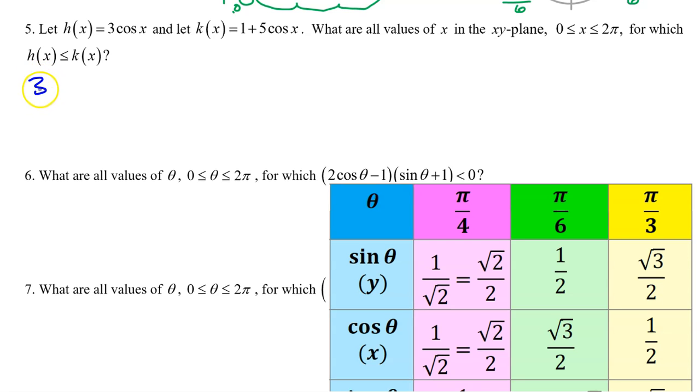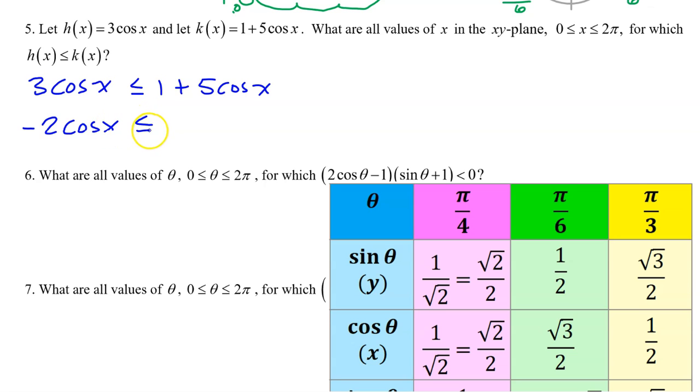So we are looking for the values of x for which 3 cosine x will be less than or equal to 1 plus 5 cosine x. Subtracting 5 cosine x from both sides, we will get -2 cosine x is less than or equal to 1. Dividing both sides by -2.